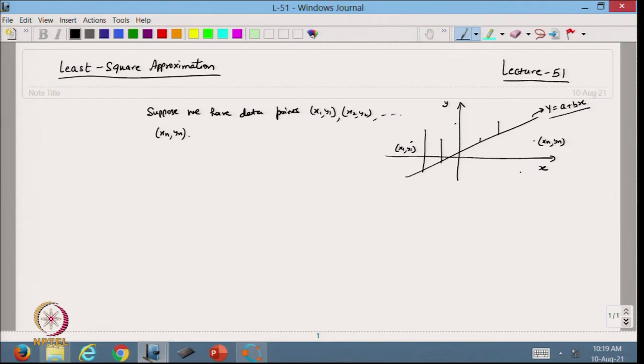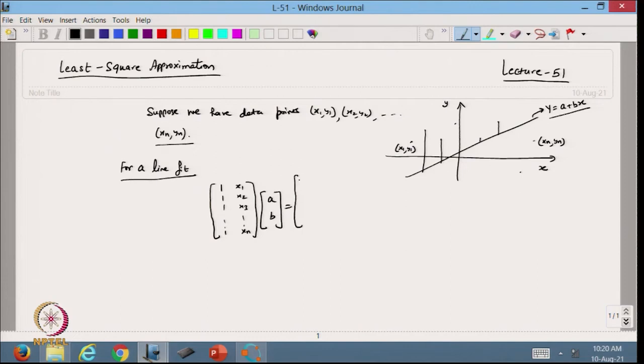For a line fit, we came across the matrix with a column of 1s and a column x1, x2, x3, up to xn, multiplying the vector a, b, and that equals y1, y2, up to yn. We came across this system of equations where our line is y equals a plus bx. This is the matrix A, this is x, and this is y.